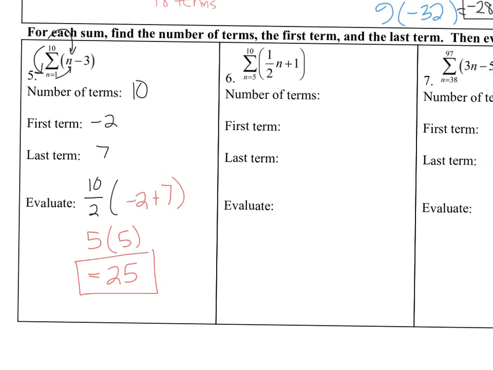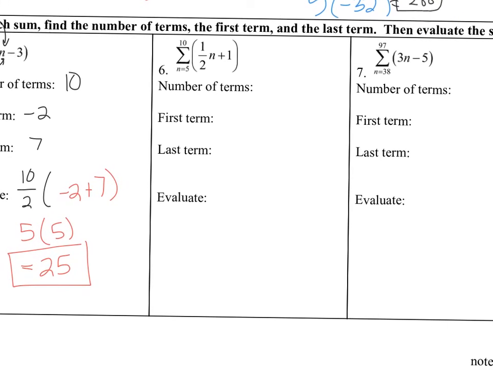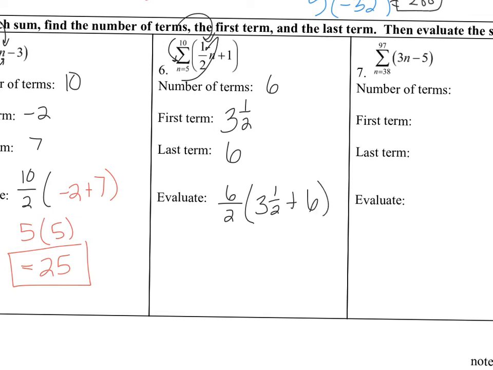Okay, number 6. So the number of terms is 10 minus 5, which is 5, plus 1 is 6. The first term is plug in 5. So it's 5 halves plus 1, so it's 3.5. The last term is plug in 10, which is 6, because half of 10 is 5, 5 plus 1 is 6. So to evaluate, I'm going to do the number of terms divided by 2 times the first term plus the last term. So I get 28.5.